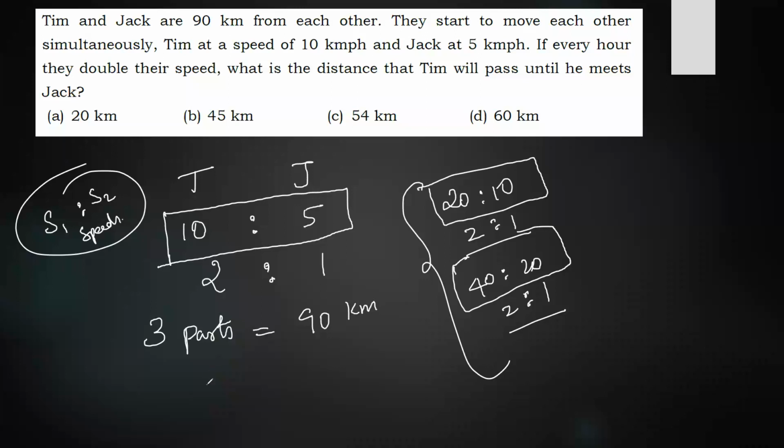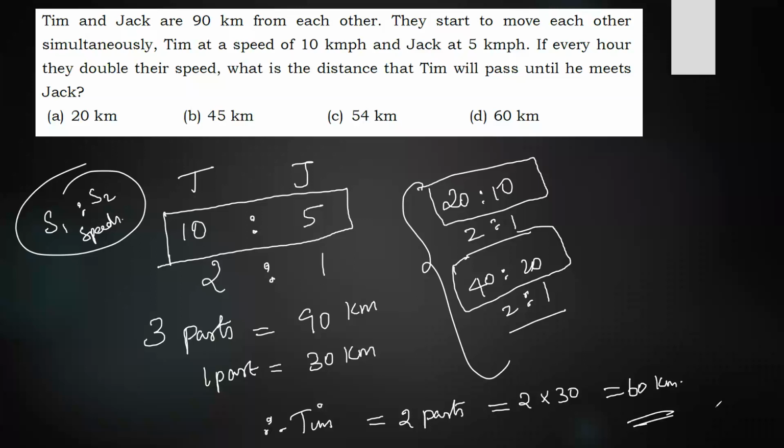So Tim and Jack's speed is initially 10:5, right? If I double it, I will get the same ratio. Again double, I will get the same ratio, right? So 2:1 is the common ratio. Total 3 parts, 2 plus 1. So 3 parts equal 90 kilometers. So what is 1 part? 1 part equals 30 kilometers, right? The question is, what is Tim's distance? So Tim's ratio is 2 parts. So he will travel 2 into 30, 60 kilometers.